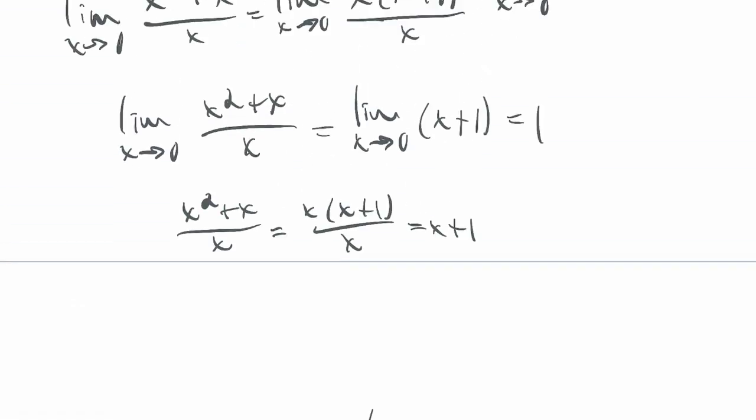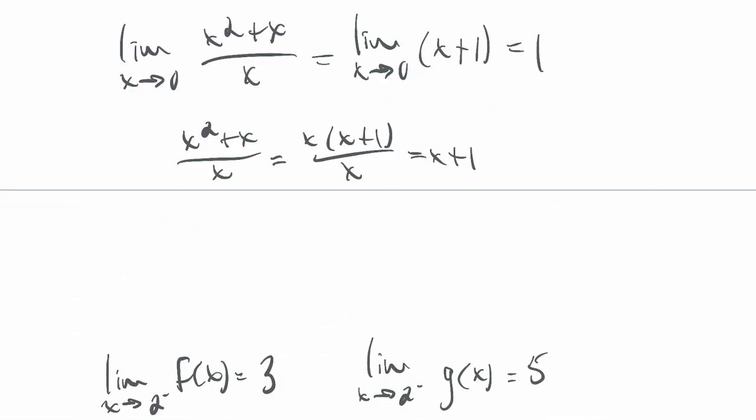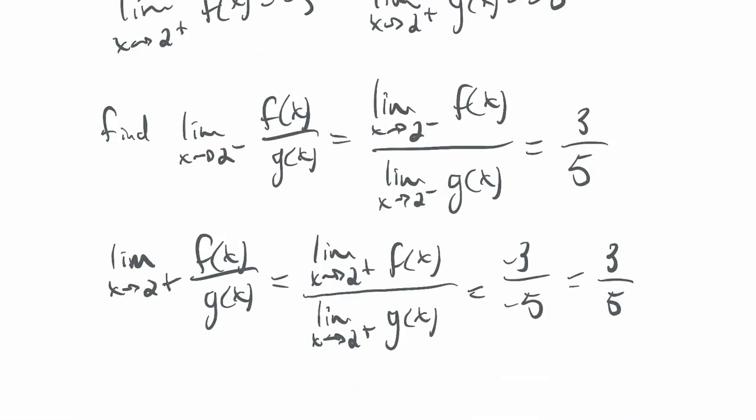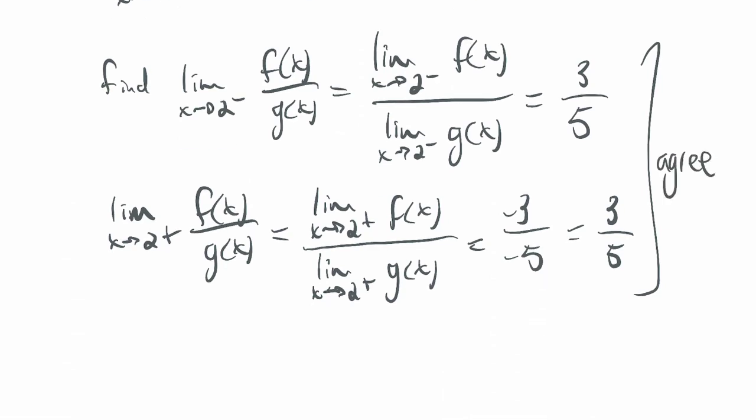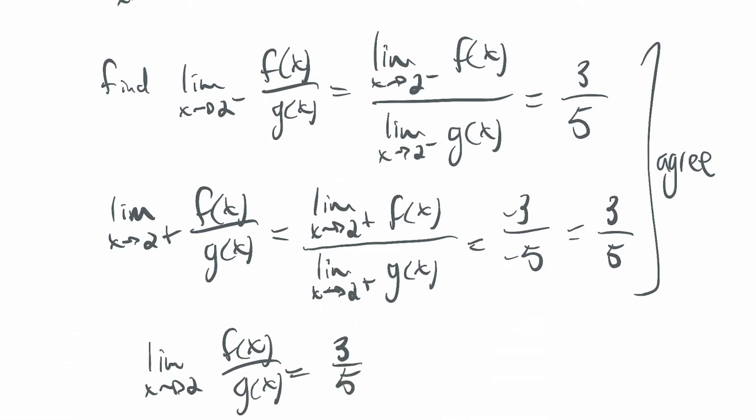Then, much like up here, where we got agreement, now I can say, these agree. So then I can say that the limit as x goes to 2 of f of x over g of x equals 3/5 because the two one-side limits agree.